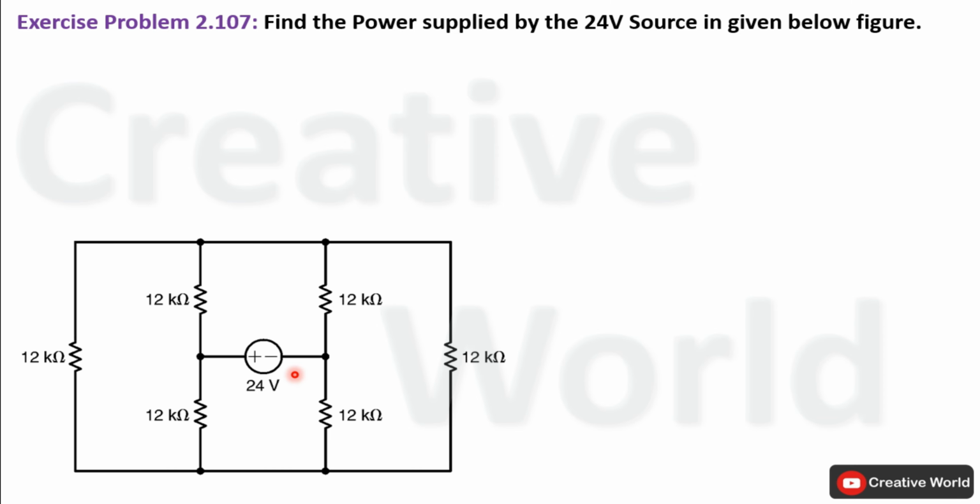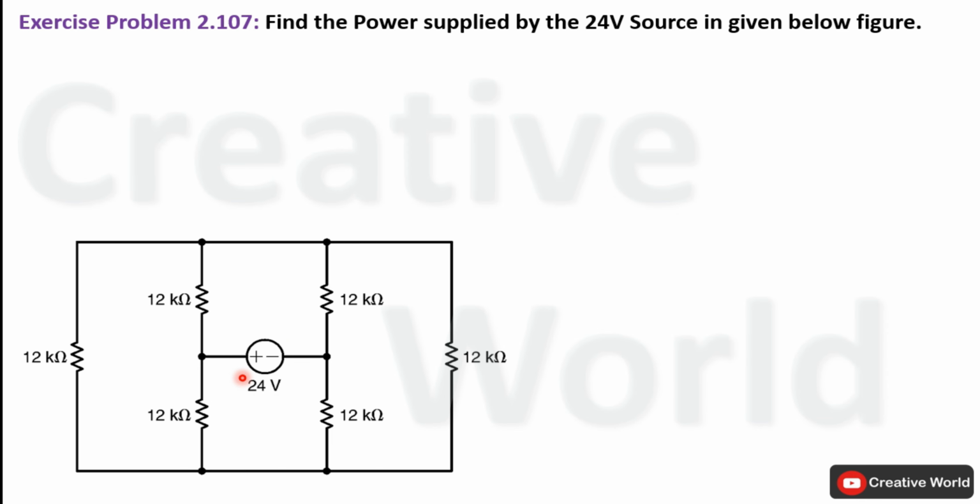If we observe the statement, it is asked to calculate the total supplied power through this 24-volt source. For that purpose, we should have the total equivalent resistance of this network. Then we will use the power formula, P equal to V square divided by R, and in place of R we will place R equivalent of the complete network. But before that, we have to find the equivalent resistance of this complete network.